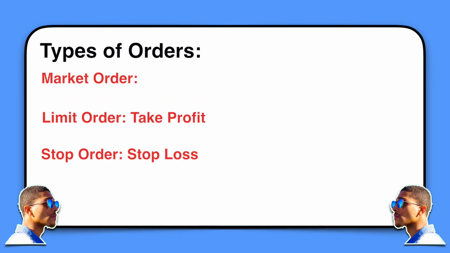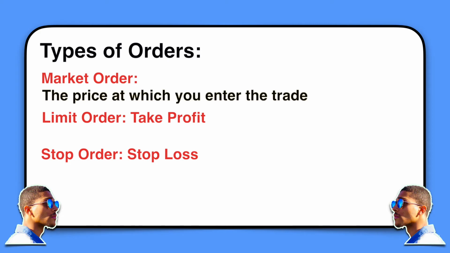Let's first speak about a market order. A market order is an instruction from a trader to their broker to execute a trade immediately at the best available price in the current market. It is literally the price at which you enter the trade, either buying first or selling first.